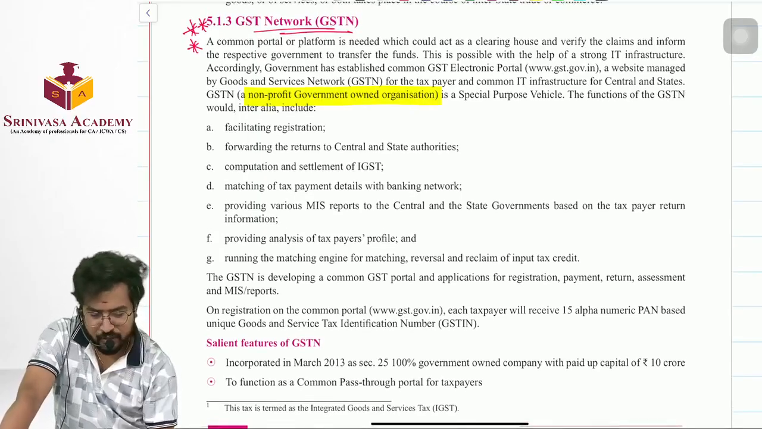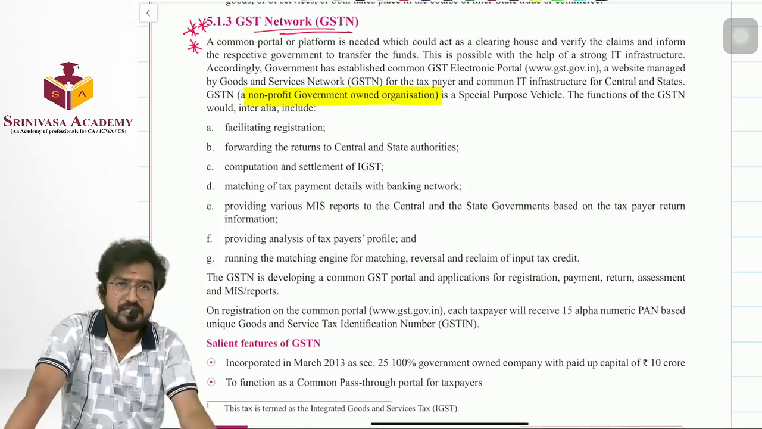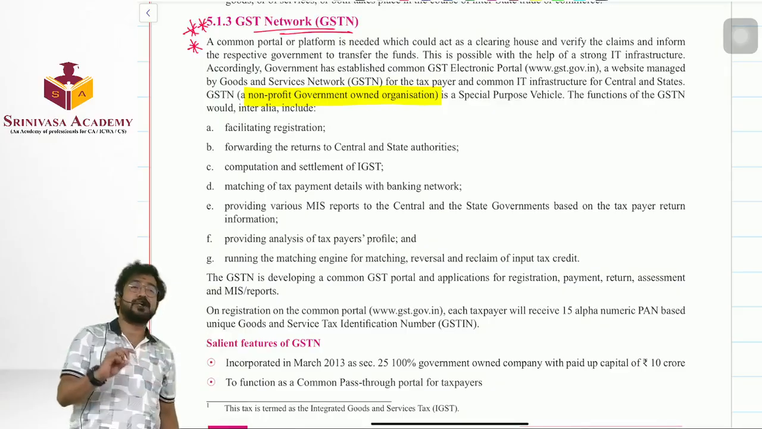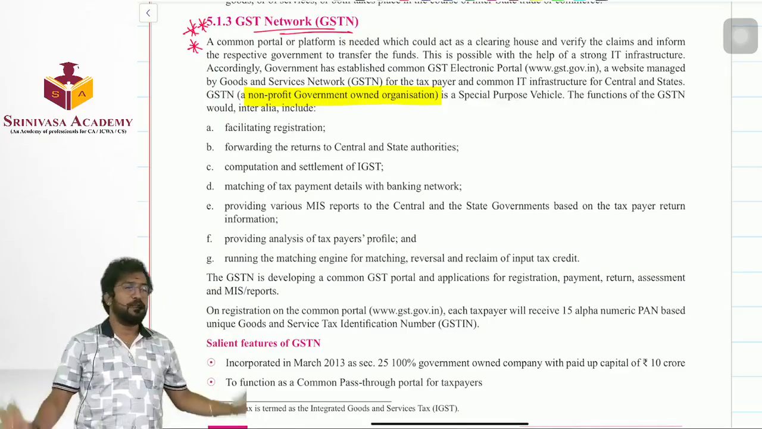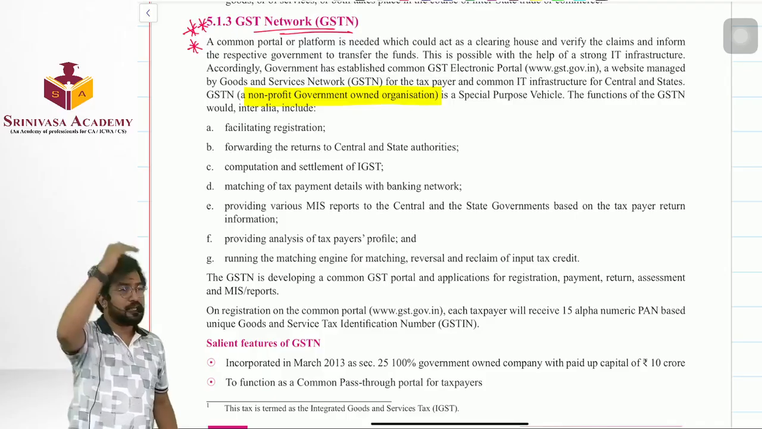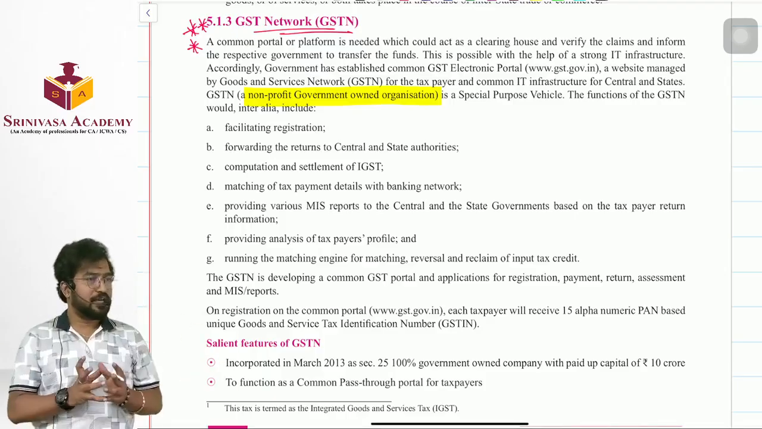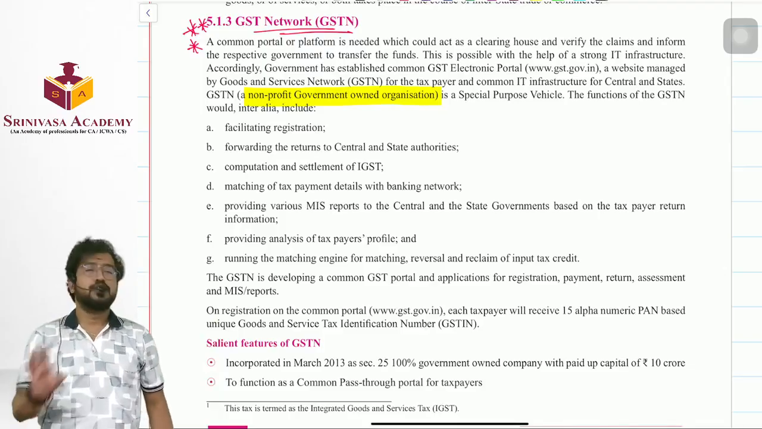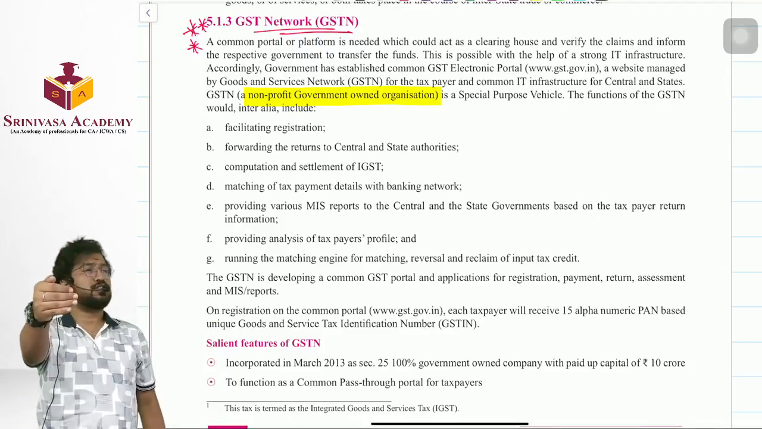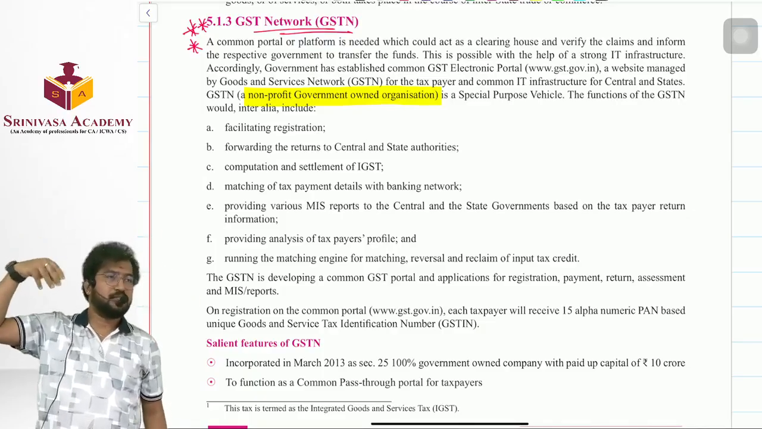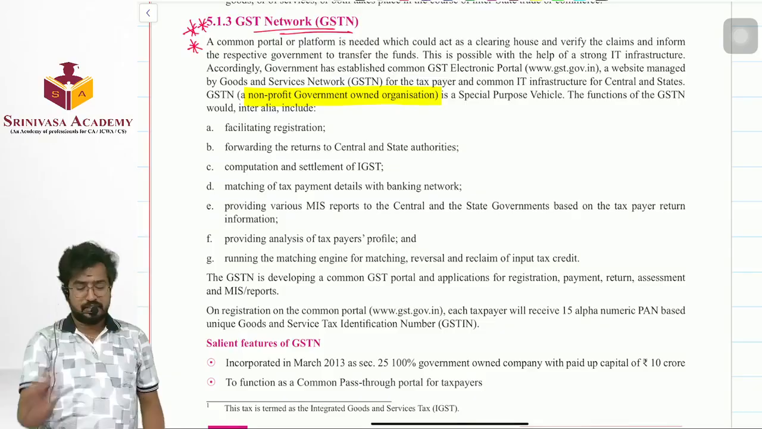Now, what is the main purpose of this GST network? GST network is a company which is incorporated to provide technology support to implementation of GST. Now we are maintaining this website gst.gov.in. All these websites are maintained by GST network. So this will act as a technology service provider for both central government, state government, as well as to the taxpayers. So the technology related everything these people will manage.